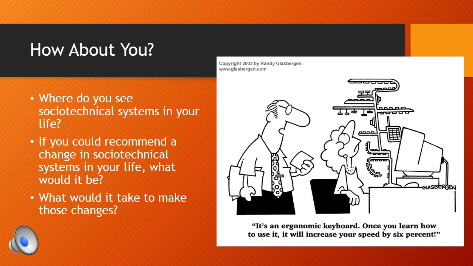So how about you? Where do you see socio-technical systems in your life? If you could recommend a change in your life, whether it be work, school, or personal, to create more of a balance and reach joint optimization, what would that change be? How would you go about making those changes, and who would you need to bring along with you?